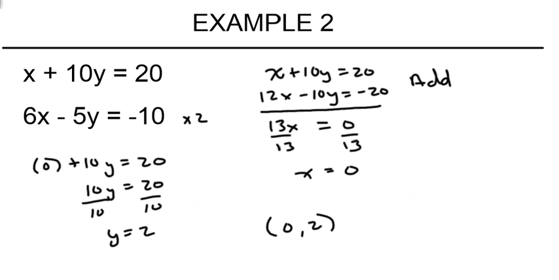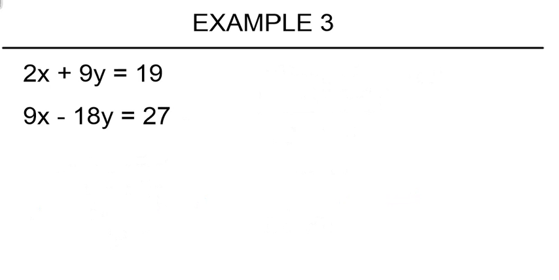Okay, let's take a look at the third example. So once again, the goal is to eliminate one of the variables. So here, if I tried to eliminate the x, I would have to multiply both equations, this one by 2 and this one by -9, or this one by 9 and this one by -2. But here, these two numbers, I can get those to meet by simply multiplying this by 2. So I'm going to multiply this equation by 2.